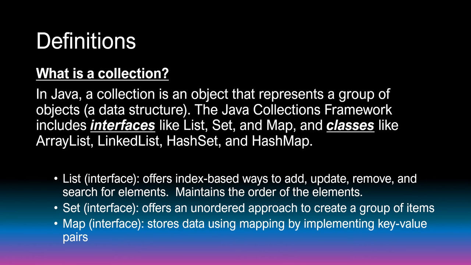For example, List offers index-based ways to add, update, remove, and search for elements, and it maintains the order of the elements in your list. Meanwhile, a Set offers an unordered approach, so you don't necessarily have an order of elements with a set. A Map stores data using mapping, and that's the idea of a key-value pair.